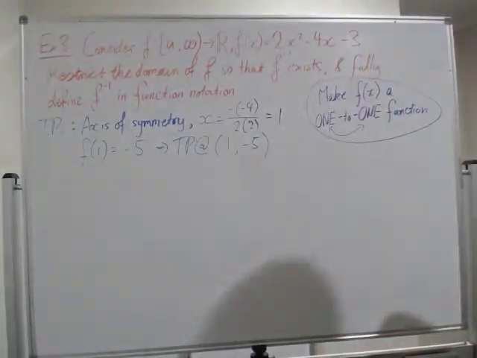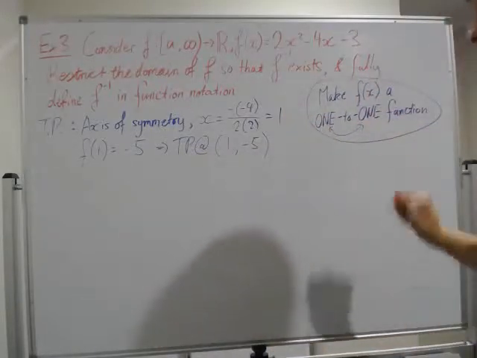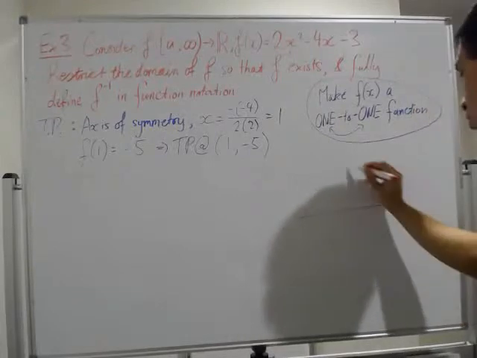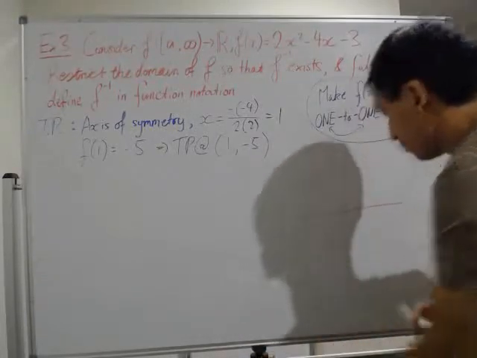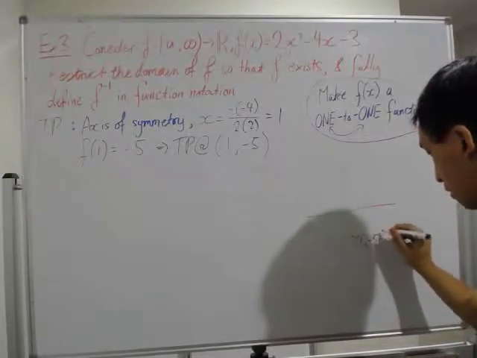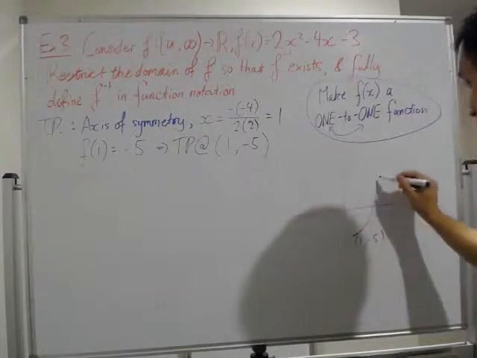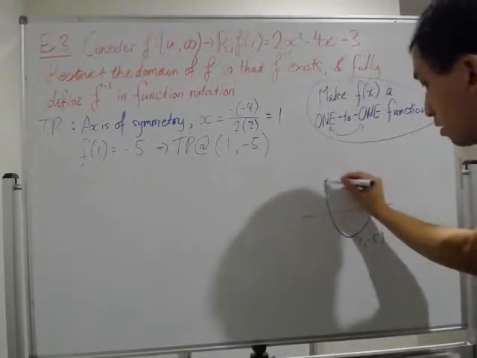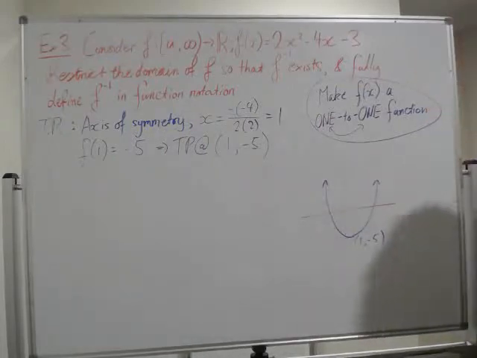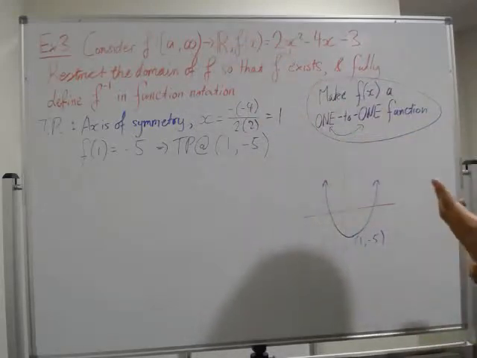This part over here probably isn't that important. The really important one is the 1, and we're going to graph it out just to see why. Just on the side, it's a really quick sketch. We're going to have a turning point at (1, -5). We know this is a positive parabola because the coefficient of x squared is positive. Something like this. The function from the beginning was from a to infinity.